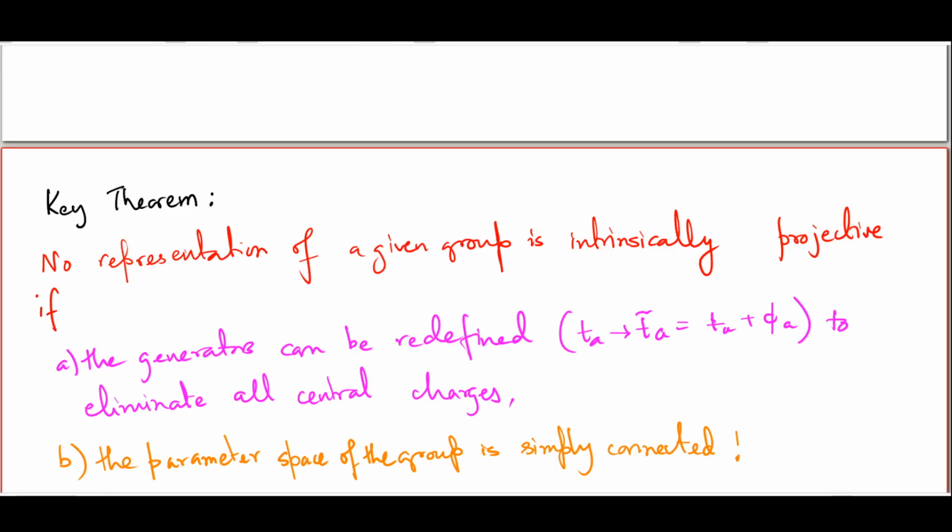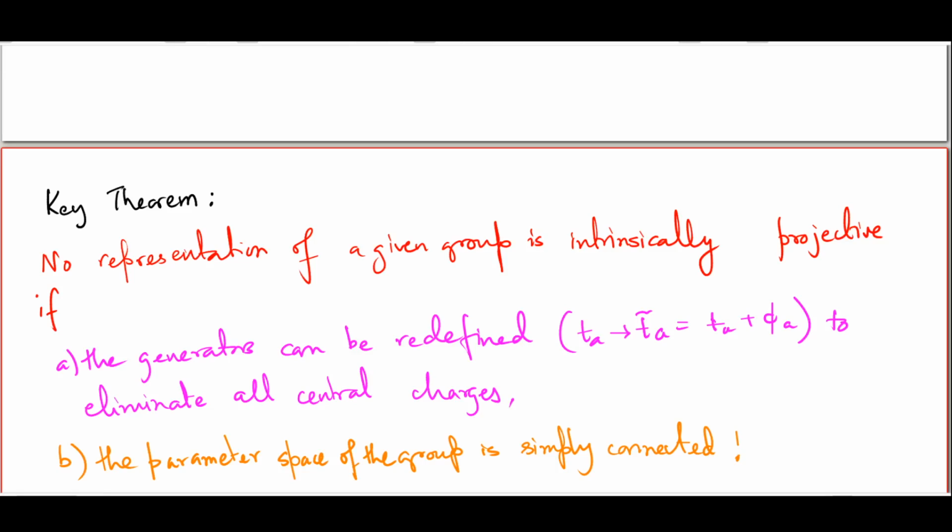But this is actually not all. This is the purely algebraic aspect of it. But algebra alone will not be able to guarantee that you do not have projective representations or intrinsically projective representations. The other very important condition that this theorem states is the following. The parameter space of the group must be simply connected. In other words, if you take the manifold of all the values for the parameters which describe group elements, any loop in this particular parameter space can be shrunk continuously to a point without ever leaving that parameter space.